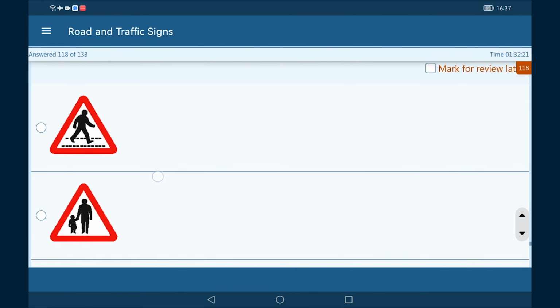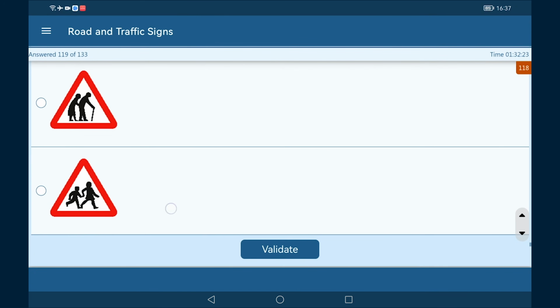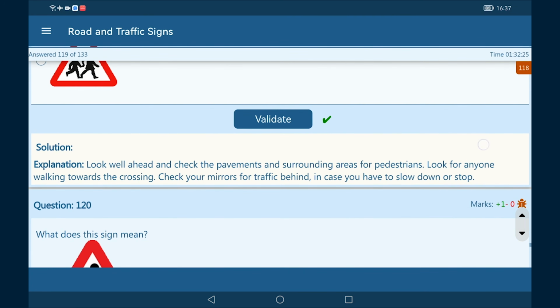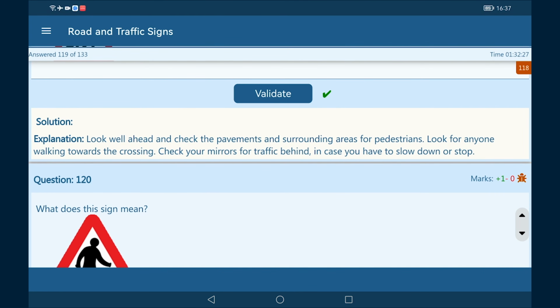Explanation. Look well ahead and check the pavements and surrounding areas for pedestrians. Look for anyone walking towards the crossing. Check your mirrors for traffic behind, in case you have to slow down or stop.